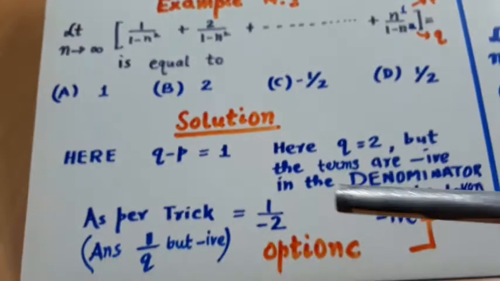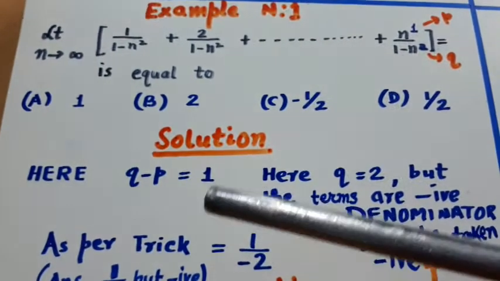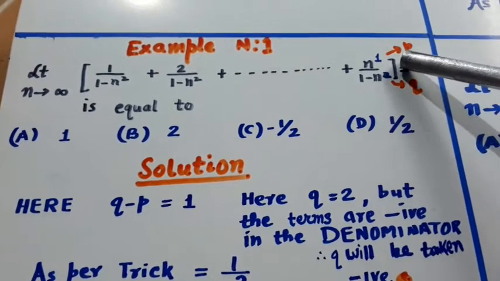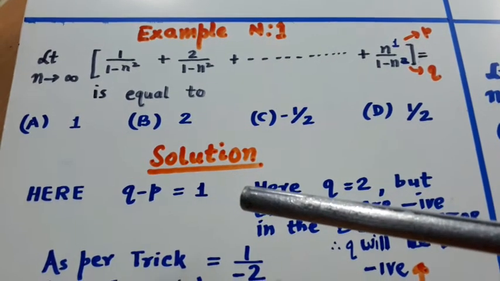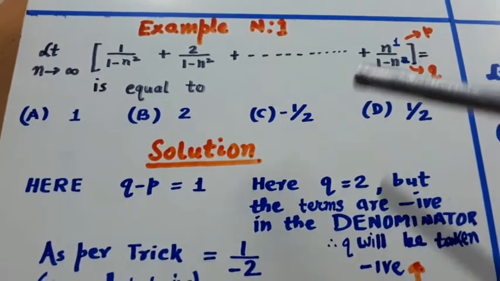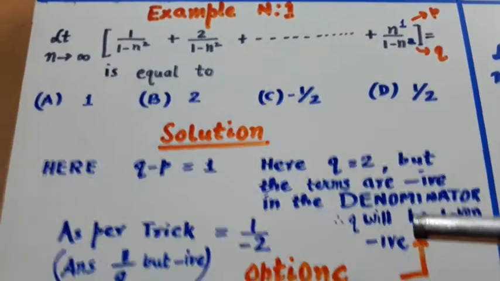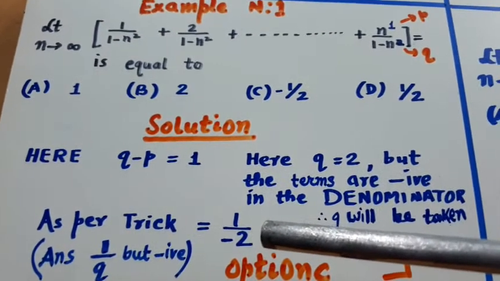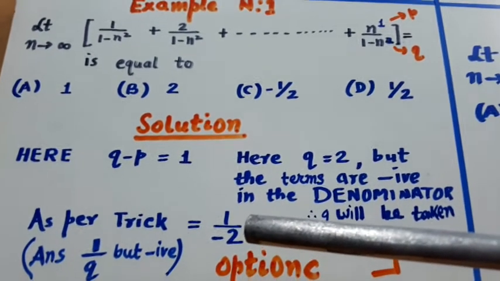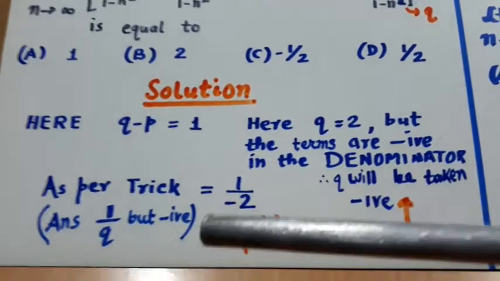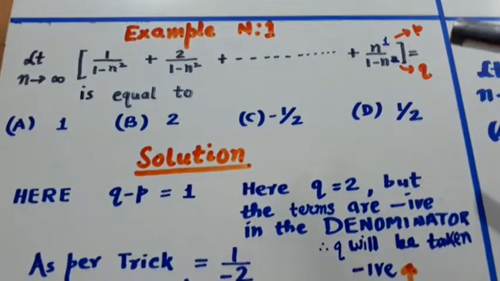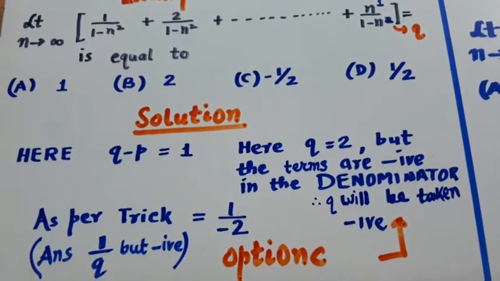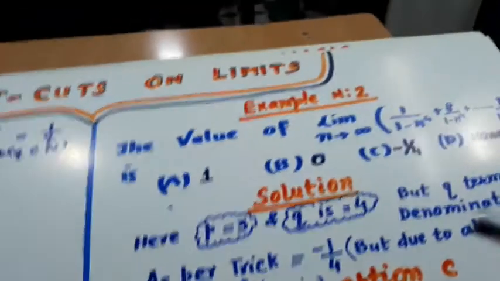Now look here, q minus p is 1. Q is 2, p is 1, so q minus p is 1. But here the terms are negative, so the denominator being negative, the answer will be in minus. So instead of 1 over q, it will be minus 1 over q. So what is q here? It is 2. Answer is minus 1 over 2. Question is done. Now let us go to example number 2.